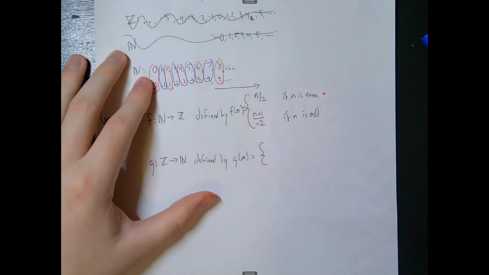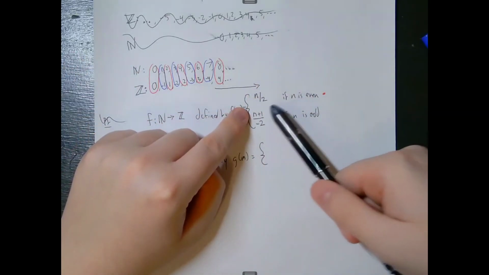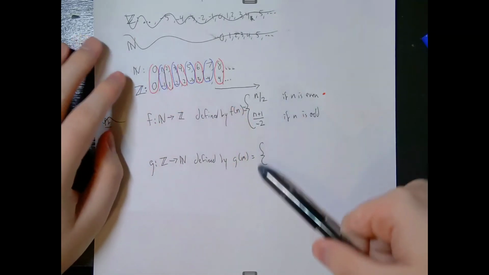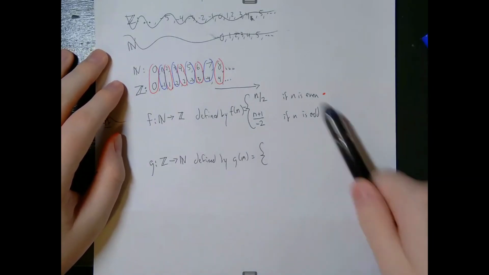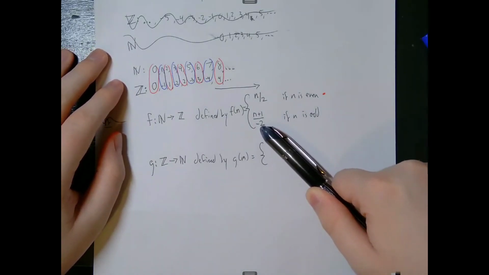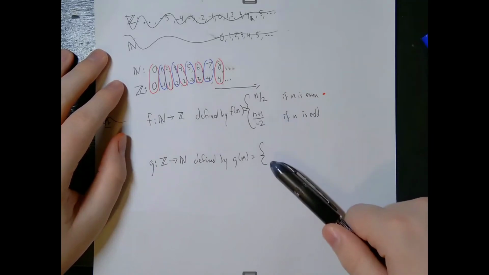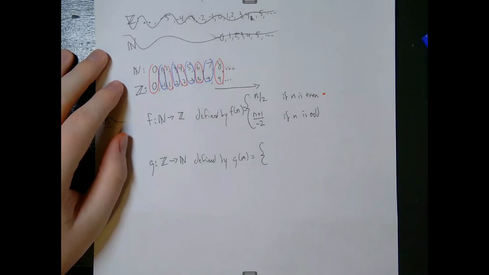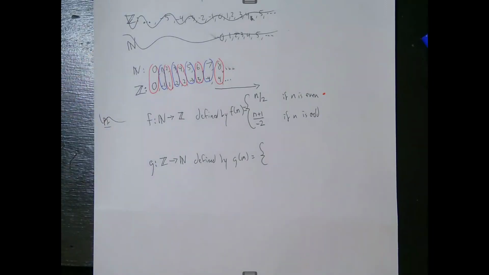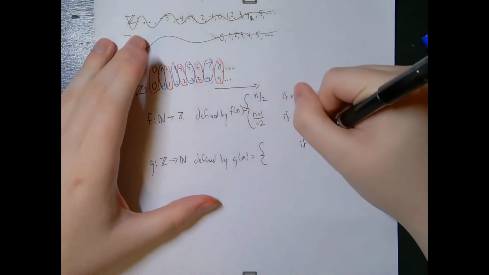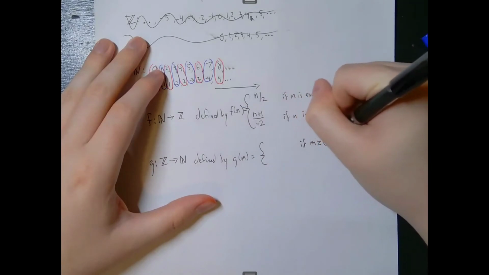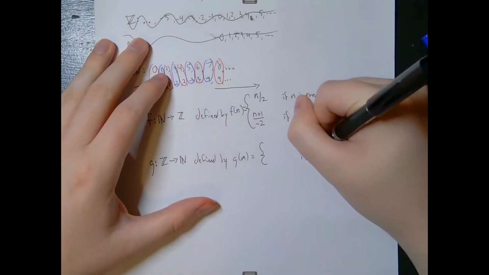Since the output when n is even is a positive integer, when m is positive, I'm going to make it output an even natural number. And since the output is a negative integer when n is odd, when m is a negative integer, I'm going to make it output an odd natural number. So my cases will be if m is greater than or equal to 0, and if m is less than 0.